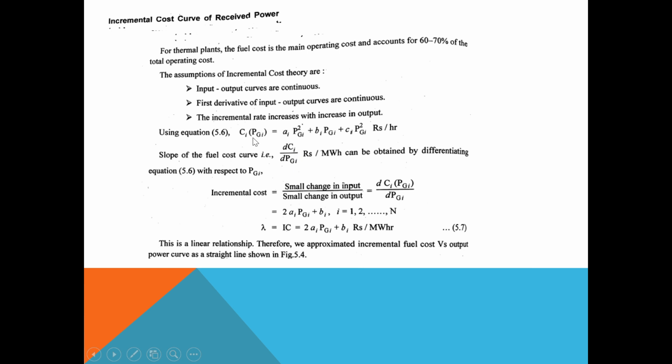So incremental means you have to differentiate this equation with respect to Pg. If you differentiate this equation with respect to Pg, you are getting 2A into Pg plus B. And then incremental cost is denoted as lambda. IC is nothing but the incremental cost. So the equation is lambda equal to 2A into Pg plus B. And this curve shows the incremental fuel cost and output power.